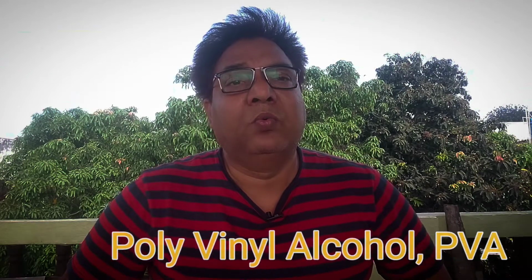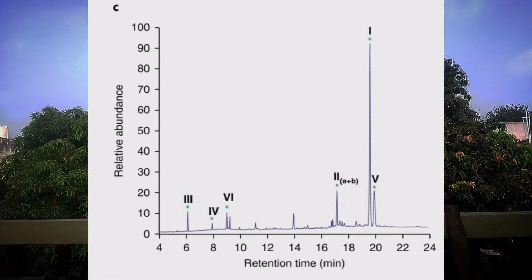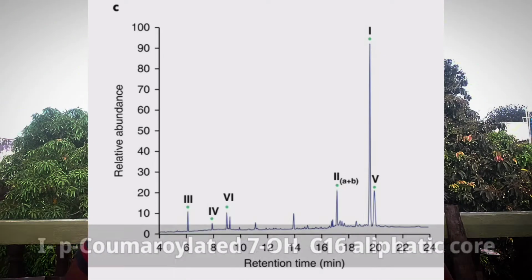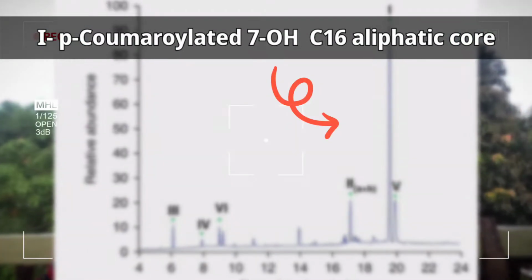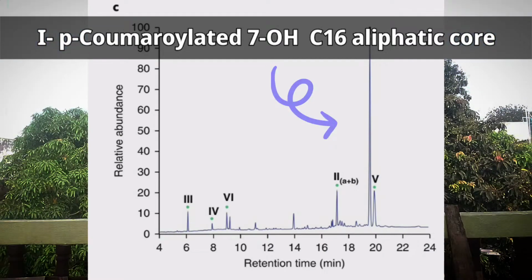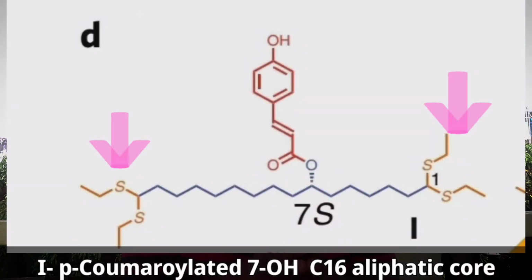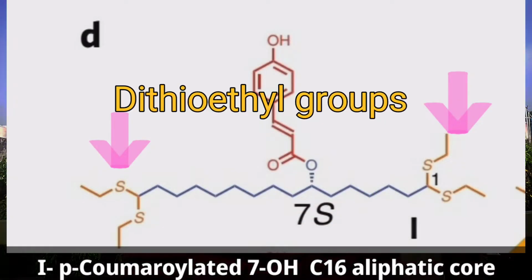The most predominant among them is one type of polyketide derivative, that is polyvinyl alcohol, which is quite a long chain molecule synthesized from polymerization of smaller molecules. The next predominant molecule that was found was the para-Coumaroyl 7-hydroxy aliphatic chain with two functional groups at the termini. Those are dithioethyl groups.